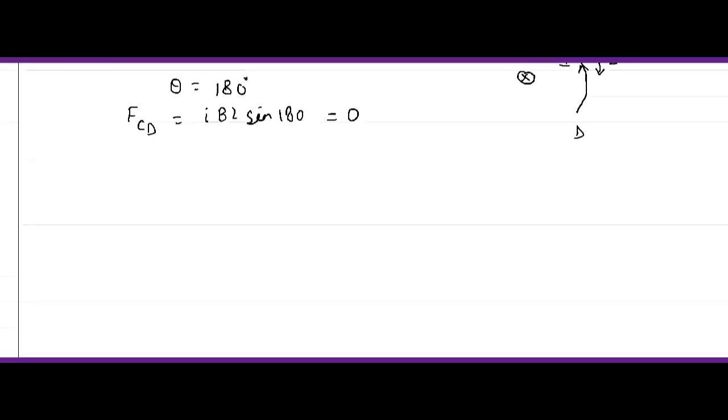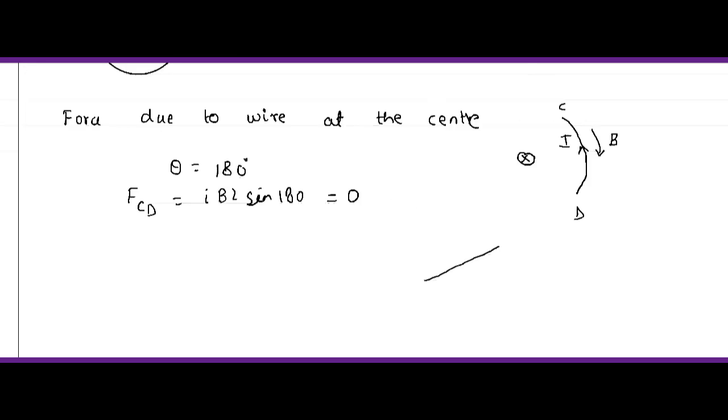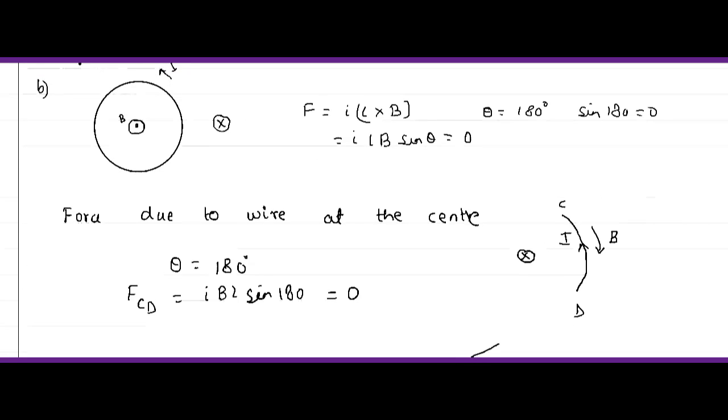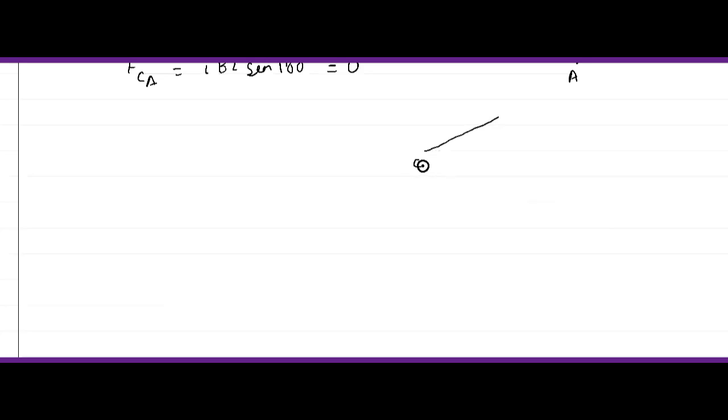Now what do we need to find? We need to find the force on this straight wire, like this. It was not CD, but it was CA. It was written as CA, so this is A and this is C. Now we need to find the value of the force on this element, CA.